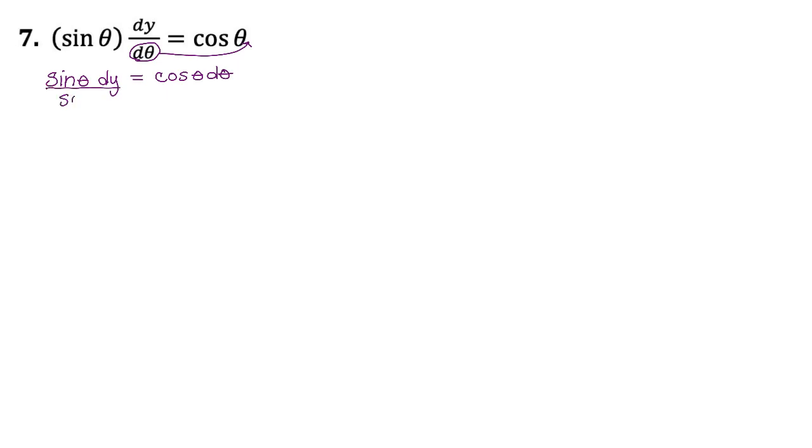Divide sine theta over. So just because it's not like the others, it doesn't mean all hell's going to freeze over. It's okay. So those are going to cancel. So I have dy equals cosine theta over sine theta. Now what? Integrate. We've separated, right? Integrate.